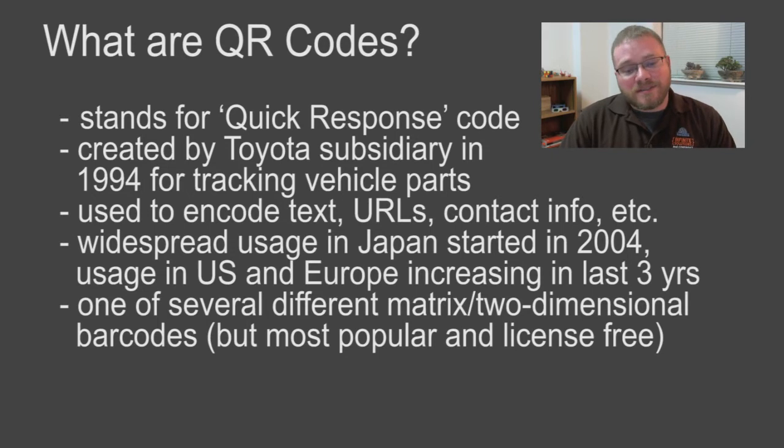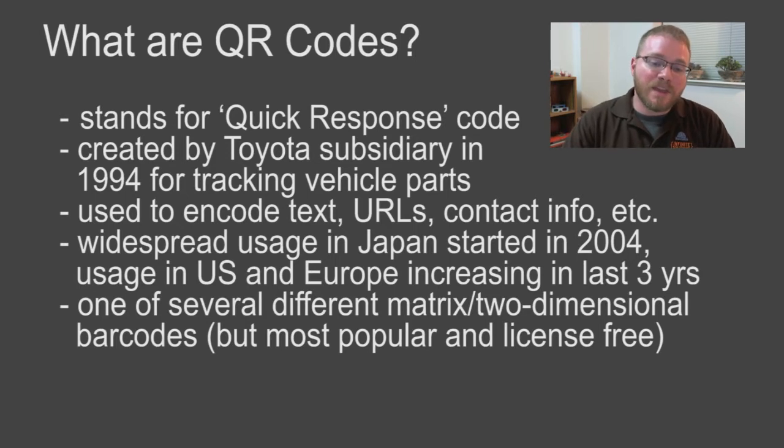So what are they used for? Mostly encoding URLs so that you can take your smartphone, take a picture of the QR code, and get to a website without having to type in the full URL. They've been in huge use in Japan for many, many years now, since 2004. And in the last 3 years, it's really started coming over to the US and Europe, although not as prevalent as the usage in Japan. I should also mention it's one of many different matrix two-dimensional barcodes. They basically just look like a random checkerboard. They're also the most popular because they're license-free.